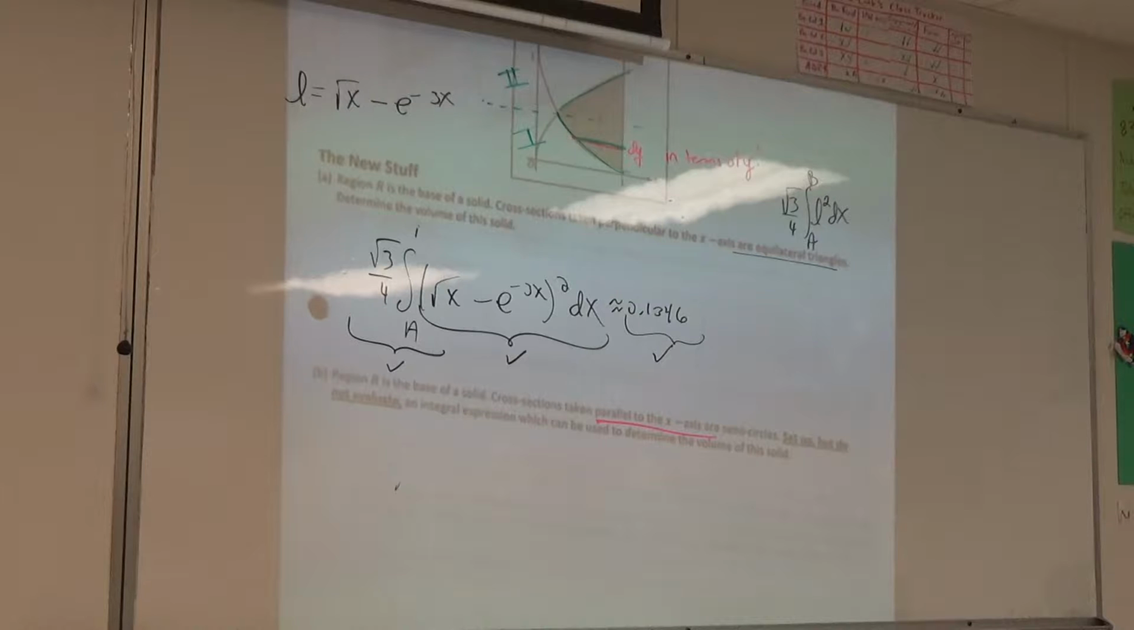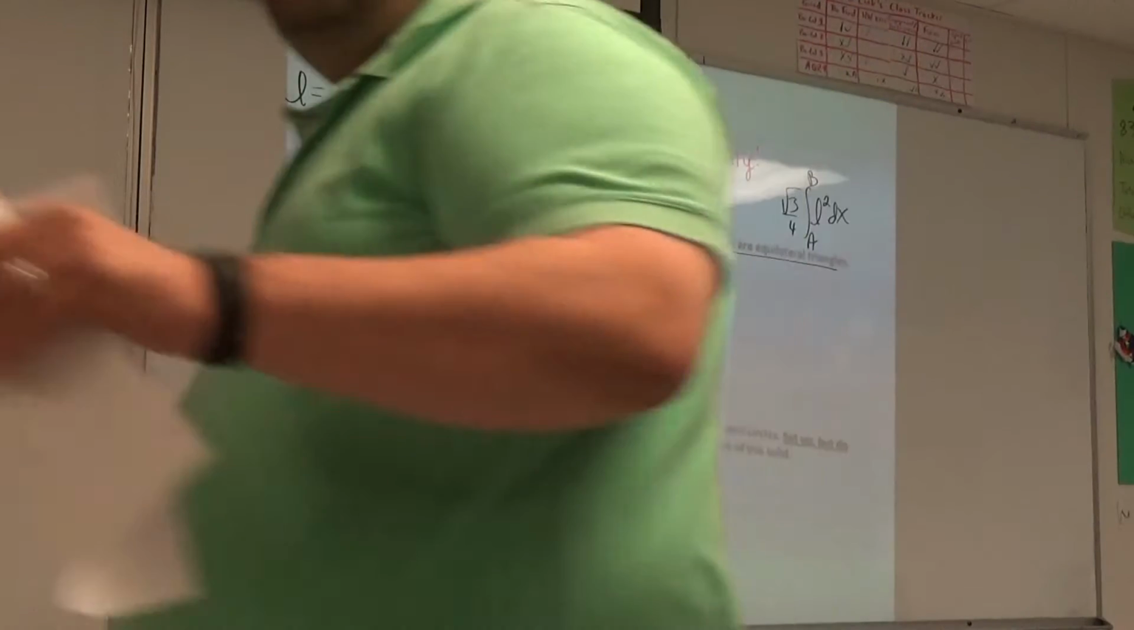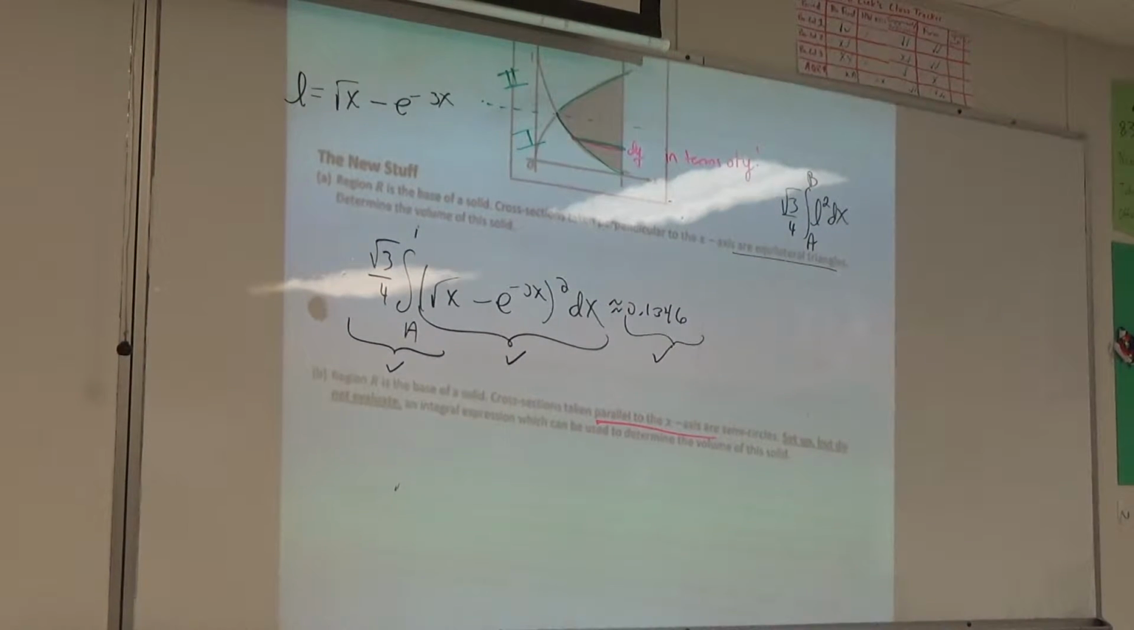Oh, is this a setup one? Good. It's not zero, because you don't go all the way down to the x-axis. Okay, but everything else is great. Love it.